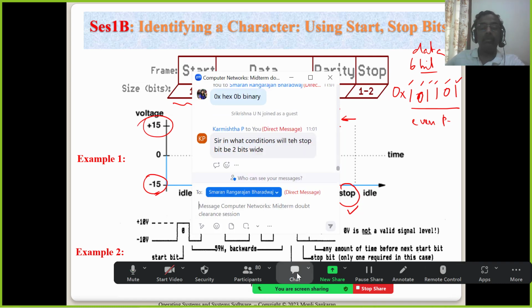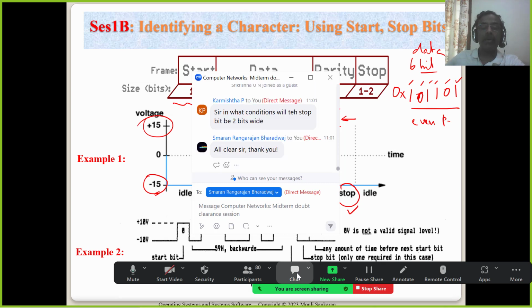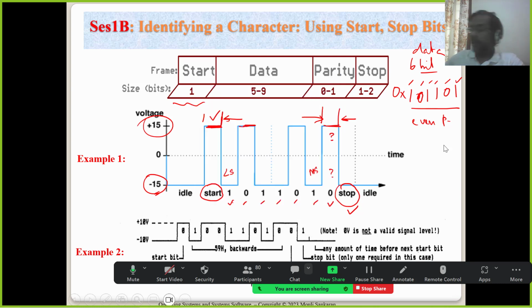Okay. So, sir, in what condition will the stop bit be 2 bits wide? It is depending on, okay, thank you, Smaran. Karmishta, okay. When will it be 2? If I say that stop bits are 2 bits wide, then what do you do? Very simple. Extend this one more bit and then say idle. That's all. You can show a dotted line to show that you are writing 2 stop bits and then idle. Idle is also the same. This is what will happen.